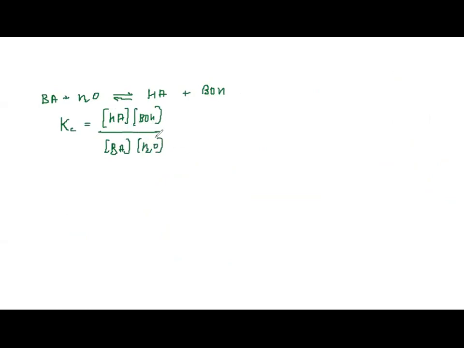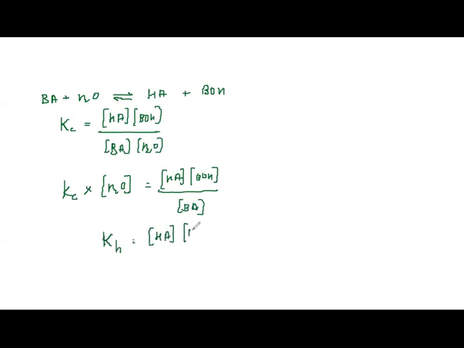Since the water present is in very large excess, its concentration may be regarded as a constant. Therefore, when I take Kc to that side, I can write it as Kc into concentration of H2O, which is in large excess, equal to HA into BOH divided by only BA. Correct? So this constant makes another constant. I will write it as the salt hydrolysis constant, represented as Kh, equal to HA into BOH divided by the salt BA. So Kh is called the hydrolysis constant.